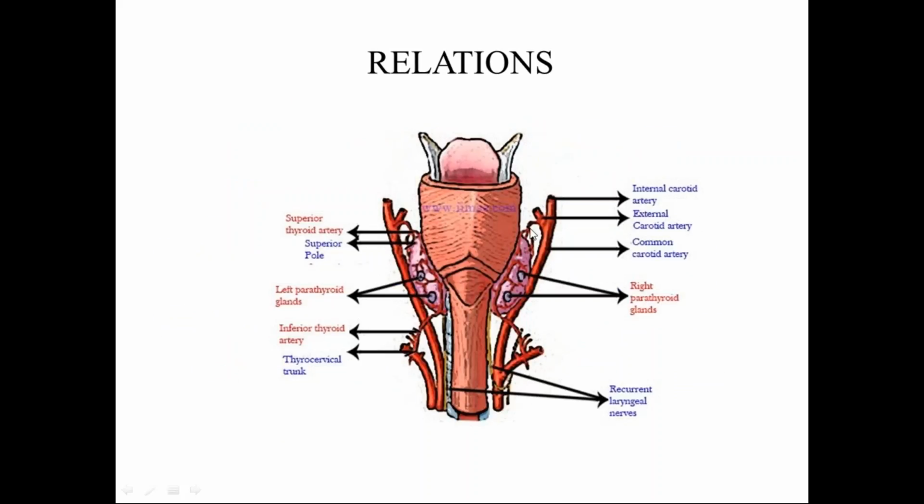In this picture, you are seeing relationships of the posterior border. Posterior border is related to anastomosis between, as you can see, the superior thyroid artery and the inferior thyroid artery. Anastomosis is the meeting point between two blood vessels. Anastomosis between superior thyroid artery and inferior thyroid artery.